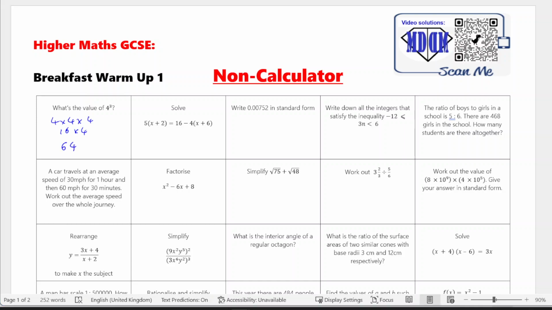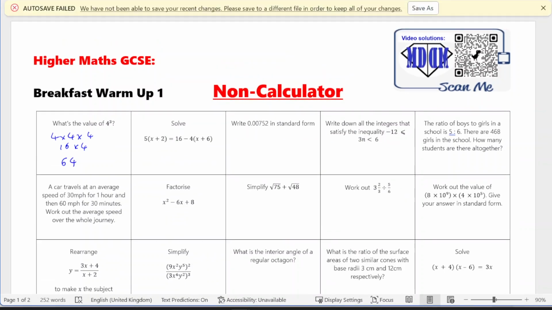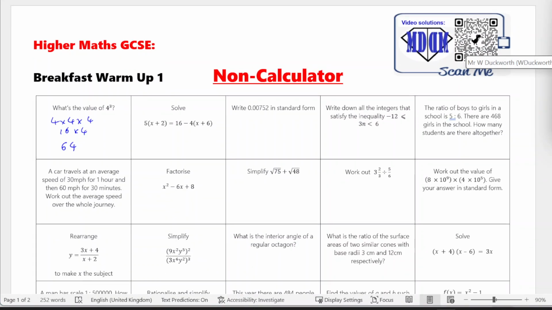And the second one, solve. Okay, so we're looking to solve this. I'm going to expand my brackets first of all. So 5 times x would give me 5x. 5 times 2 would give me plus 10. It's going to be equal to 16 minus 4x minus 24.